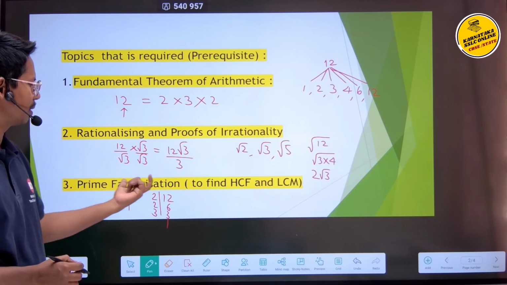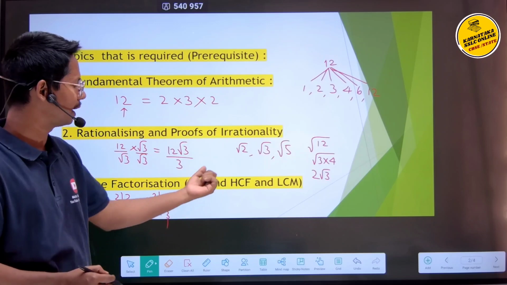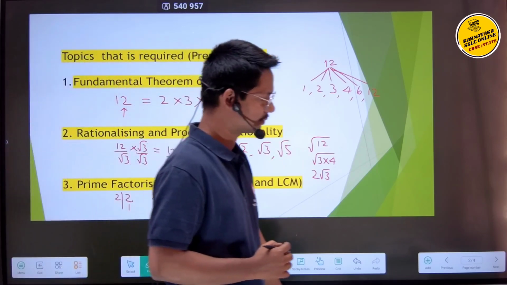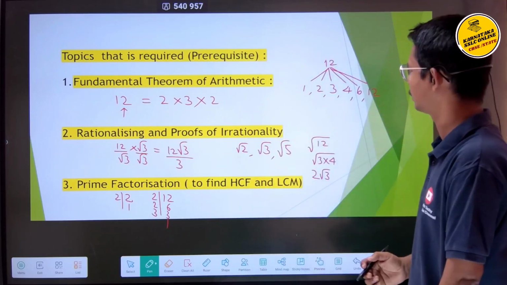That is called prime factorization, and it is helpful in finding HCF and LCM. So we'll see examples and MCQ questions, then you'll understand. Okay, next one.